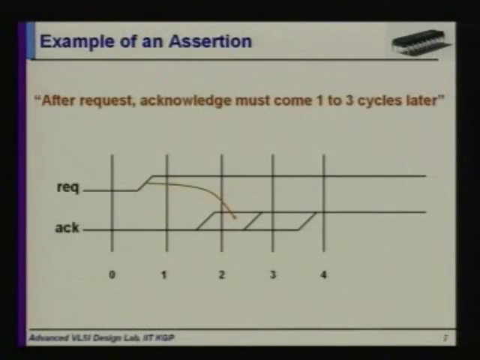Like this: after a request, an acknowledgement must come 1 to 3 cycles later. What does it say? That it spans over time. First, in clock cycle 1 the request comes, request is 1, and the acknowledgement must come within the next 3 cycles. It may come in 2 or 3 or 4. So it's an assertion. You capture some specification or some behavior that the design needs to actually follow. So this is a certain type of assertion.